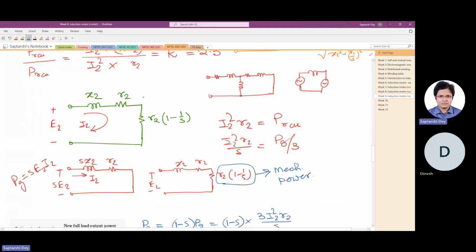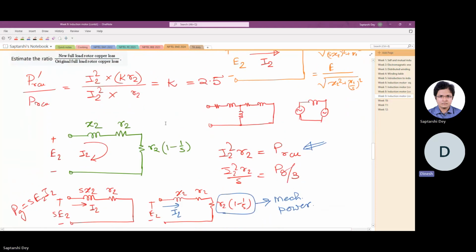The rotor resistance did not change, and the current through it also does not change. So the rotor copper loss is still this. Before and after the jugglery, the current did not change. So I2 is still flowing through R2. So it will be R2, not R2 by S. Is it clear now? Okay, sir.